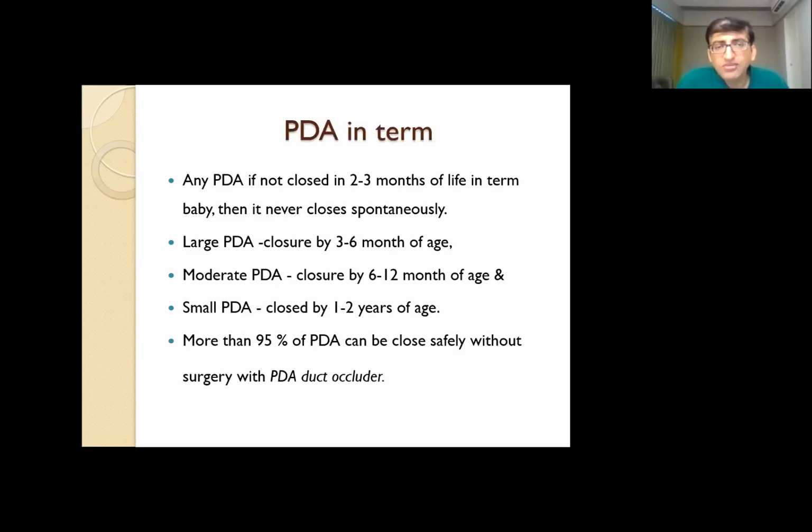So PDA in term babies, any PDA in a term baby, if it does not close in 2 to 3 months of life, then it will never close spontaneously. Large PDA needs closure at 3 to 6 months of age, moderate PDA at 6 to 12 months of age, and small PDA can be closed at 1 to 2 years of age.